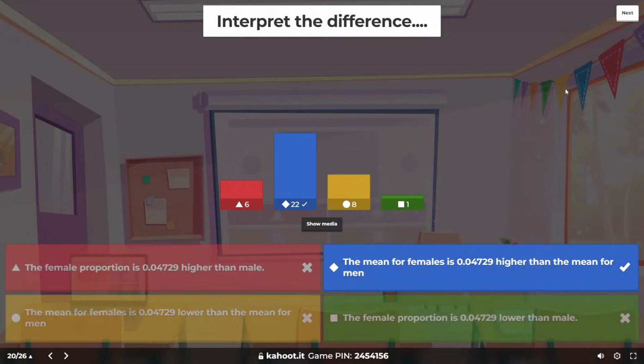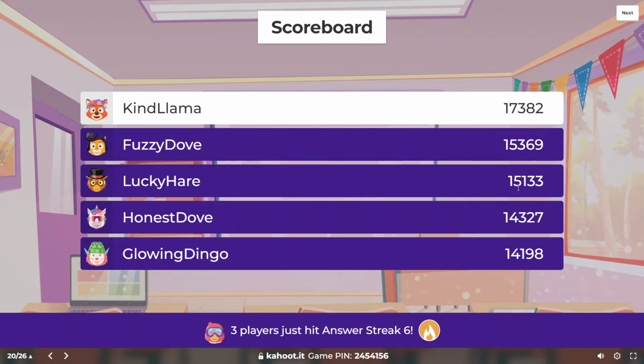So going on to the leaderboard, we're gonna do 320 coming up here soon. Kind llama, fuzzy dove, lucky hair, honest dove, and glowing dingo.